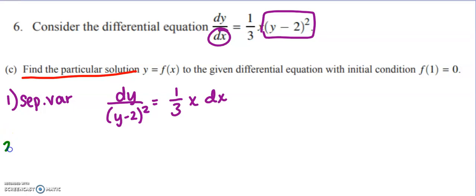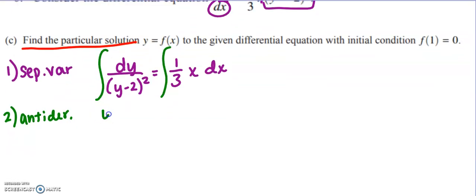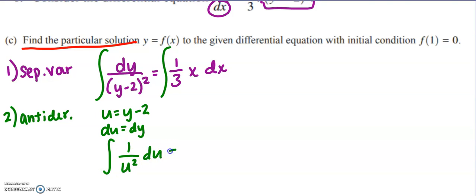Step 2 is to take the antiderivative. So on the left side, technically I need a little u-substitution. U is y minus 2, du is equal to dy. So this really becomes the integral of 1 over u squared du equals the integral of 1/3 x dx.